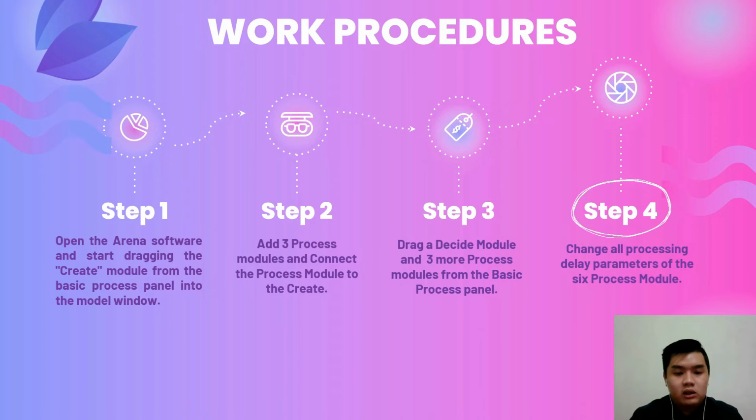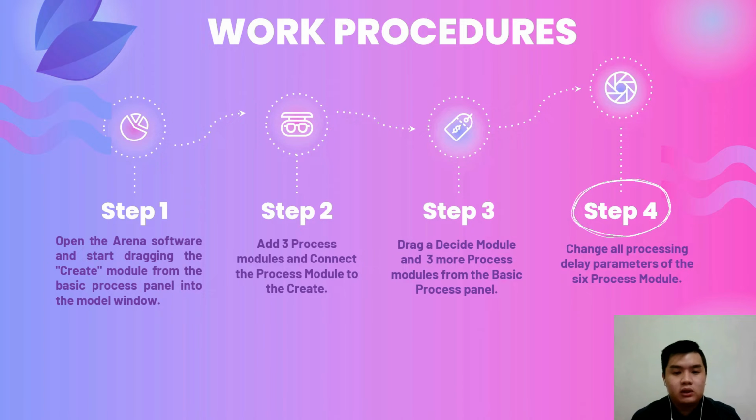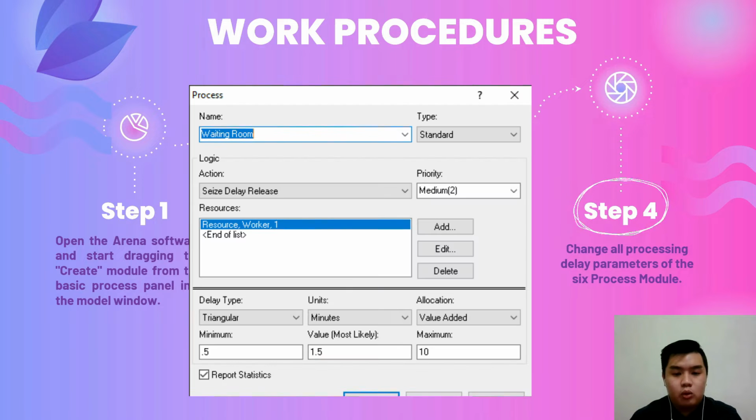Step 4: first we have to double click the Create module, change the name field to customer arrive, change the entity type to customer and change the value to 3. Then, change all the processing delay parameters of the 6 process modules. For the first process module, change the name to waiting room and the action to Seize Delay Release. The resource name is changed to worker and the processing delay parameters are defined with a minimum of 0.5, value of 1.5 and maximum of 10.